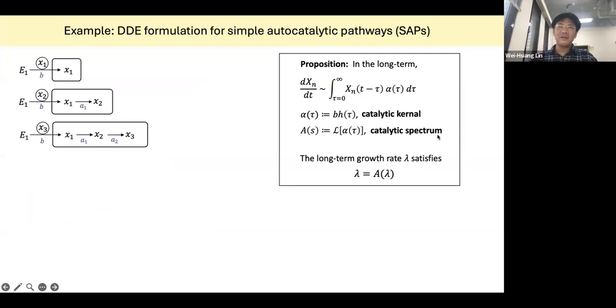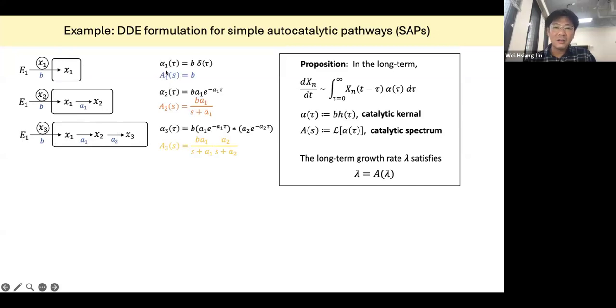Okay, so let me do a concrete example of how to do this. Suppose we have three systems, very similar. The first system autocatalyzes immediately. There's no waiting time. In the second system, when the biomass enters, it needs to wait one time step from X1 to X2. And in the third system, when they enter, you need to do 2 steps in order to reach the gatekeeper. And intuitively, the first one will have the highest growth rate because it doesn't need to wait. And for the second and third one, you need to wait a longer time. So to do this, we can write down the waiting time distribution and its Laplace transform.